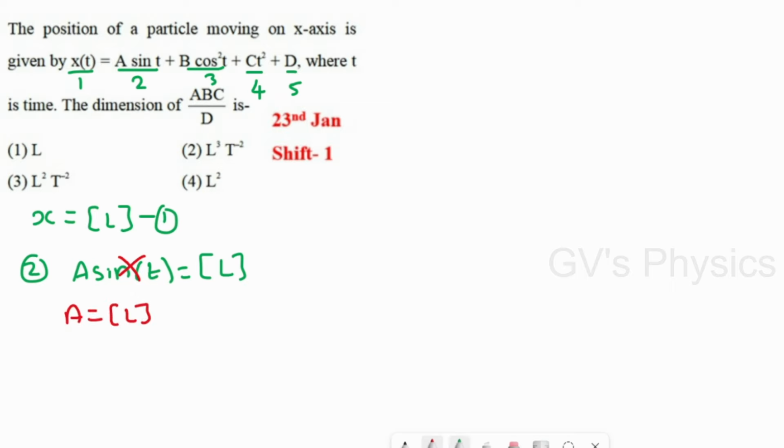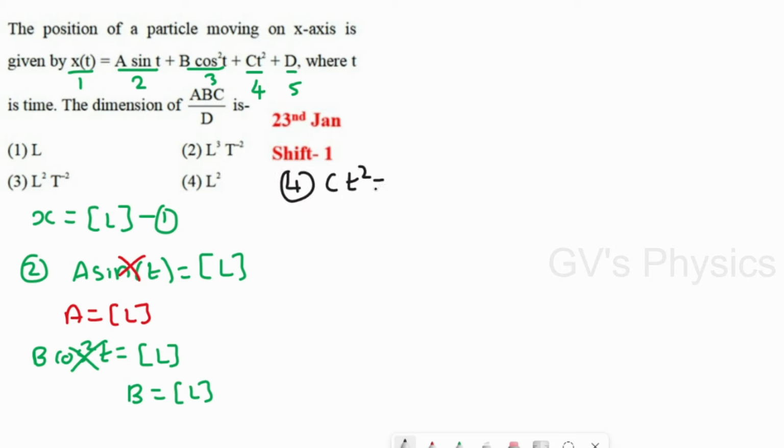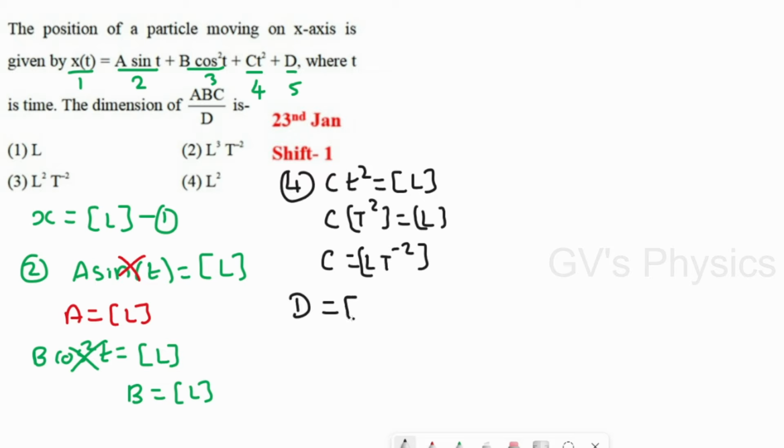In the same way we can see for the third term. So the third term is B cos square t, that is equal to, the dimension has to be length. So cos square t is, again, a trigonometric function, we can neglect this one. So the dimension of B also has to be L. And again the fourth term, it's C t square, that is equal to, the dimension has to be L. So C t square is equal to L. If you are taking t square to the opposite side, C is equal to L T power minus 2. And the balance fifth term, it's D. The dimension has to be equal to L.